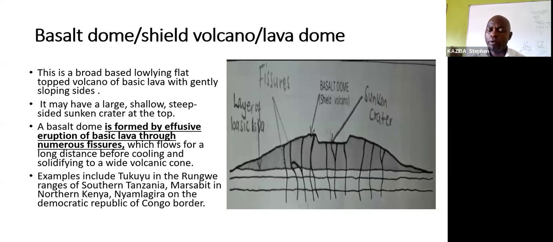So how are we relating nature of material and nature of landforms? We're talking about a basic lava with gently sloping sides. And it is formed by effusive eruption of basic lava through fissures, which is able to flow for a long distance before solidifying to form a wide volcanic cone or dome or mountain. So you give us examples. For example, you have Tukuyu, the Inirungwe ranges of southern Tanzania, Marsabit, etc.